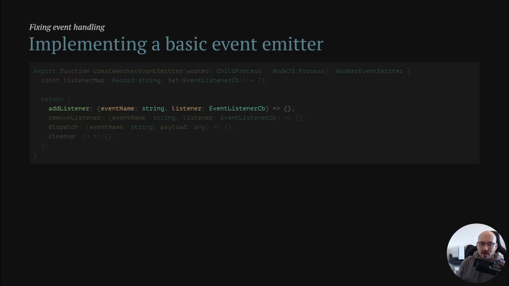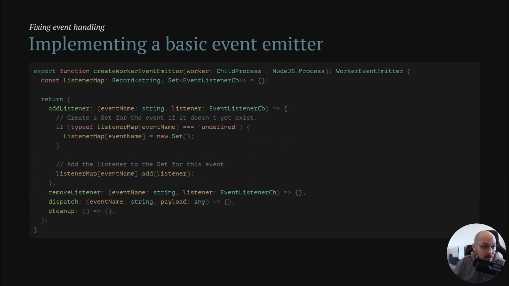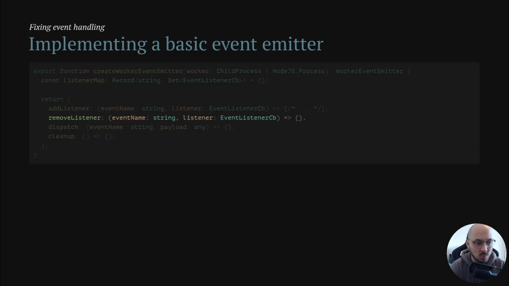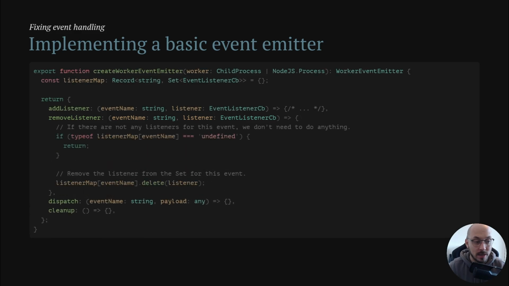So let's start with addListener. Quite straightforward. We're doing a lazy event listener approach. We're going to first check, is there a set of listeners for this specific event? If there's not, we're going to create one. And then after that, we know one exists, so we can go ahead and add the listener to the list of callbacks. Easy.